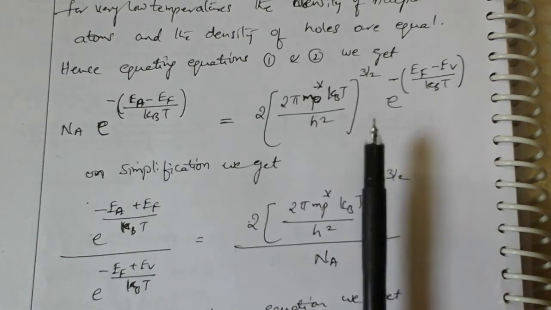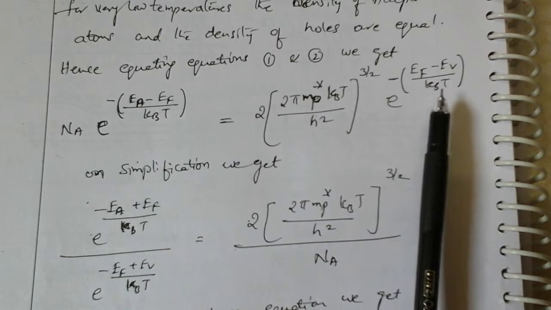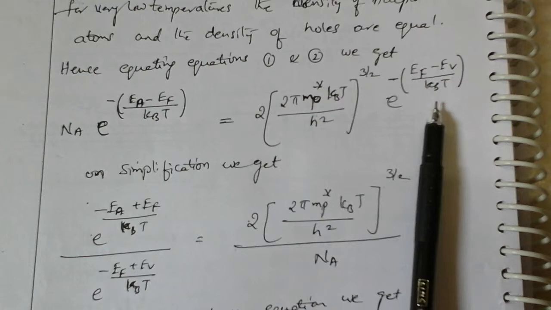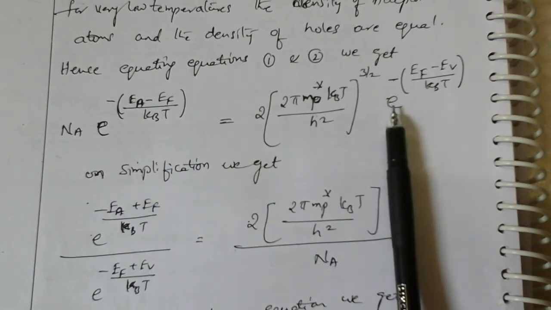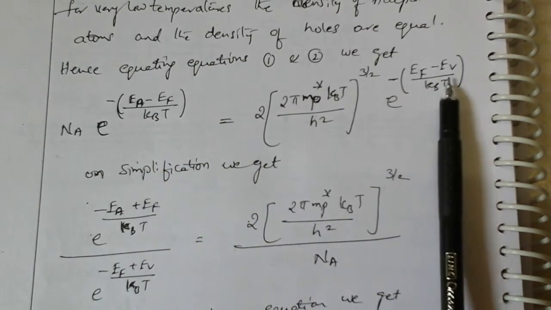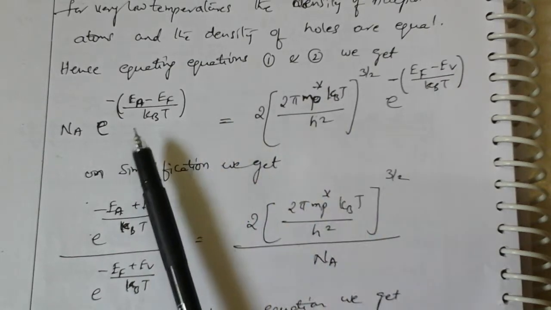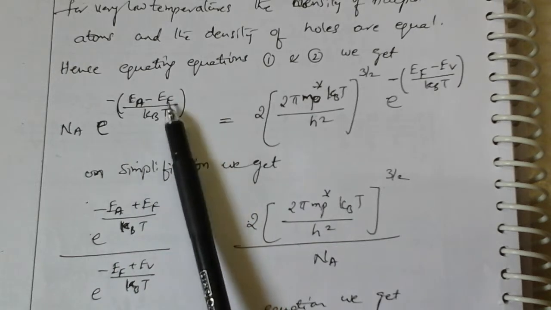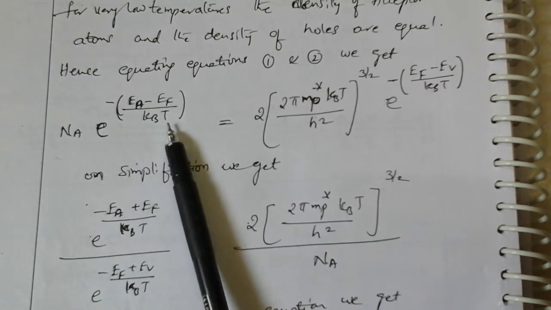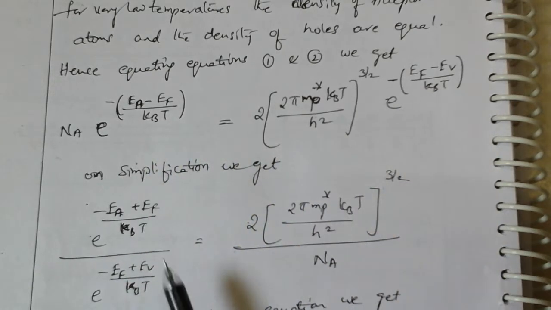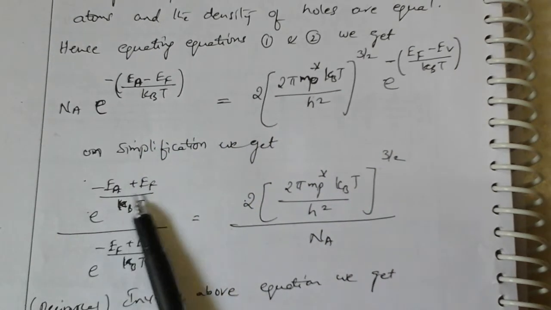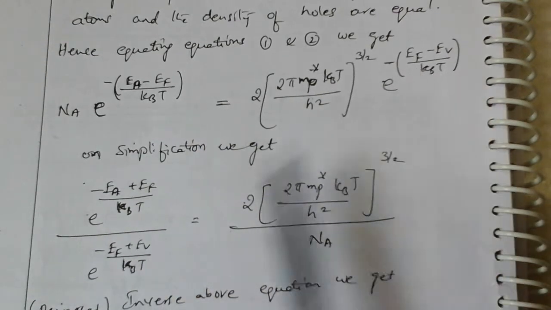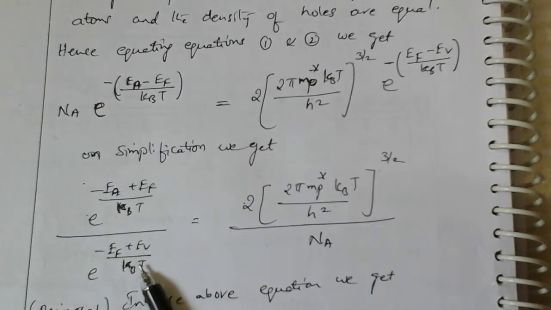What we are doing is, this e power of minus (Ef minus Ev) by kBT is taken to this side. e power of minus (Ef minus Ev) by kBT is taken as a denominator of e power of minus (Ea minus Ef) by kBT. To that one, this one is the denominator. So you can see here, e power of (Ea minus Ef) by kBT is there, divided by this value we are doing. Cross multiplication I am doing.